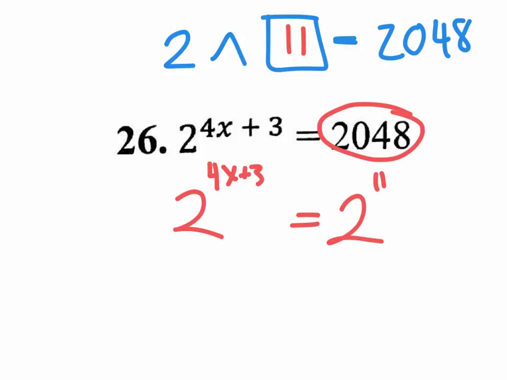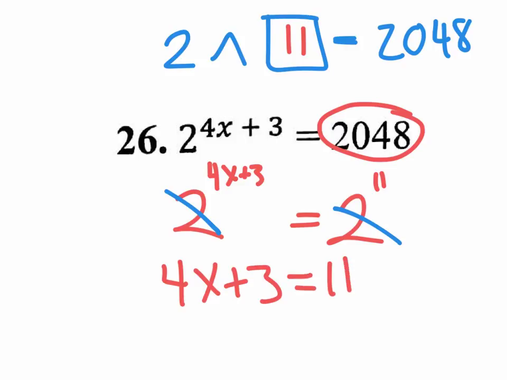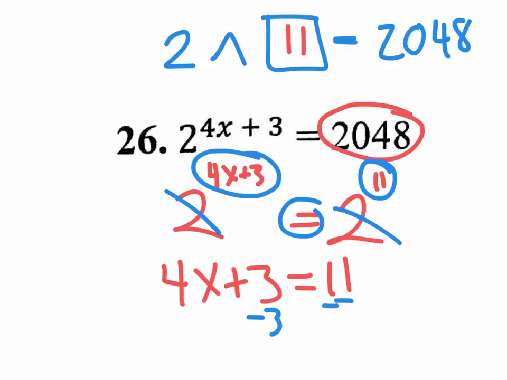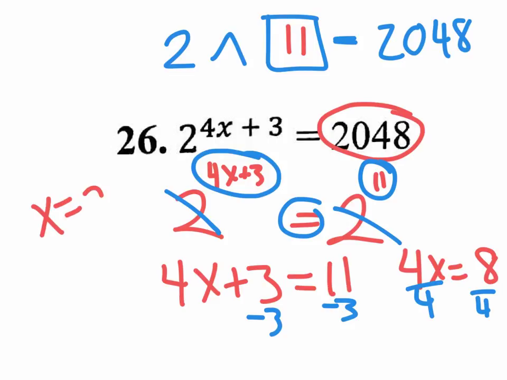And now that you have the same base, you could just eliminate the bases. They're gone. And your new equation becomes 4x plus 3 equals 11. Your new equation becomes this exponent equaling this exponent. And now you're going to solve. You're going to subtract 3, subtract 3. You're going to end up with 4x equals 11 take away 3 is 8. And then you're going to divide both sides by 4. And you'll get your final answer, x equals 2.